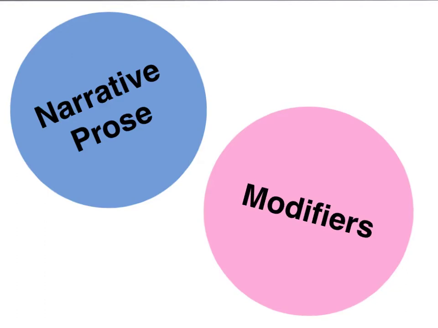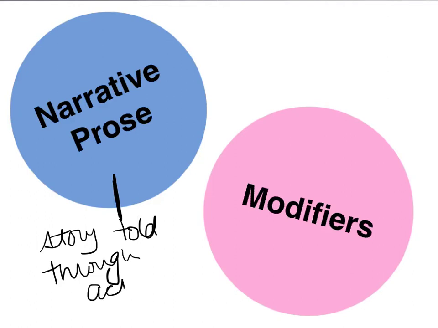Some of you are asking, Ms. Algar, how are we supposed to do this? How are we supposed to translate the material that you've given us and use it in our narrative prose? Well, I'm going to show you with a model that I wrote on my own, and let's quickly go over what these words mean. Now, narrative prose is a story told through action. So there's a lot of description going on here of events. That's what we're looking at there.